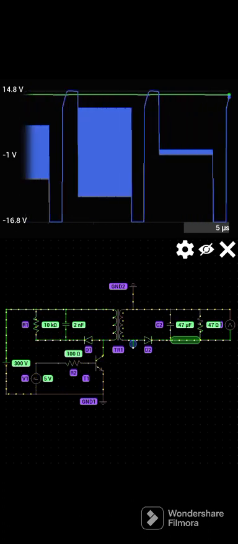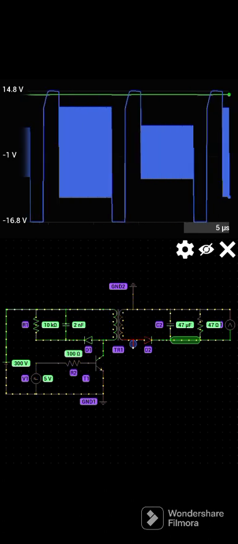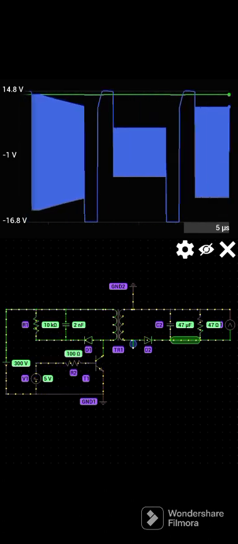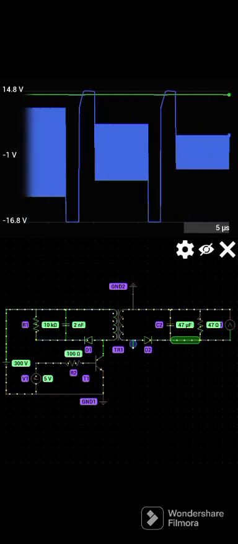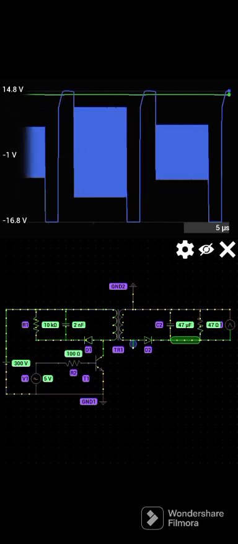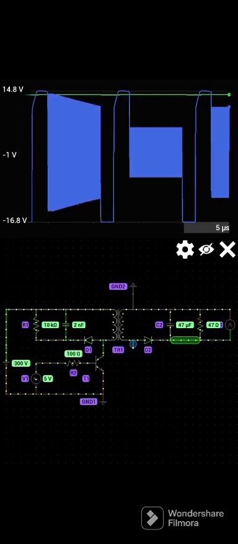Take note that the diode that is connected to the secondary winding allows current to flow through the load but prevents it from flowing back to the primary winding.